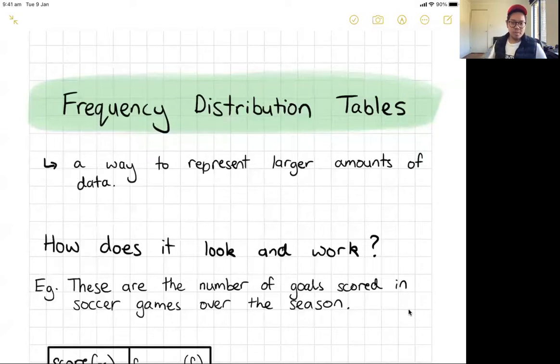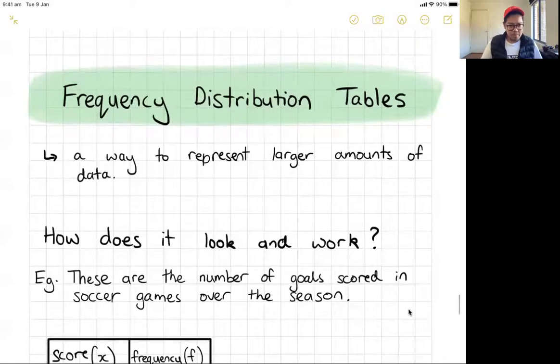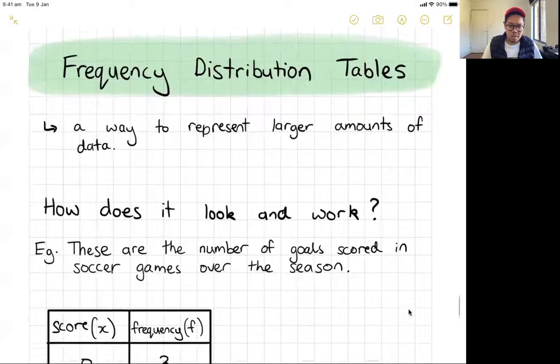A frequency distribution table is just a way to represent larger amounts of data, right? If I was collecting data on 50 different things, then it wouldn't make sense to write out 50 different scores. It would be nicer if I could put it in a table, which is exactly what we're going to do. So if you follow with me, how does it look and how does it work?